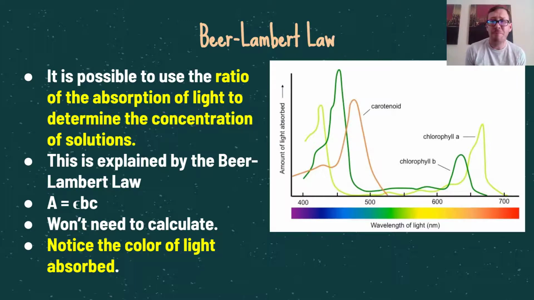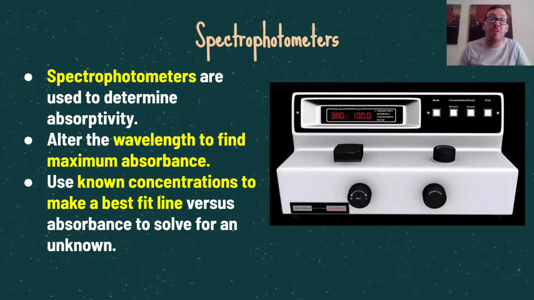Typically, when we do see red colors, it's because the amount of chlorophyll A and chlorophyll B produced by plants decreases as we get closer to the fall. And so as a result, you start to see more of those oranges and reds and really pretty fall colors that we talk about. But utilizing the Beer-Lambert Law, we can use the ratio of absorption of light to determine concentrations of solutions. And we do that using a spectrophotometer.